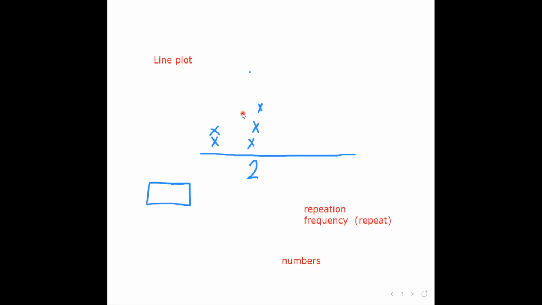The second one, the line plot, I use it to measure numbers with numbers. I'm not talking about items here. I'm not talking about objects. I'm talking about numbers, like the height, like the length, like time, like distance, like number of siblings, like the number of pets.